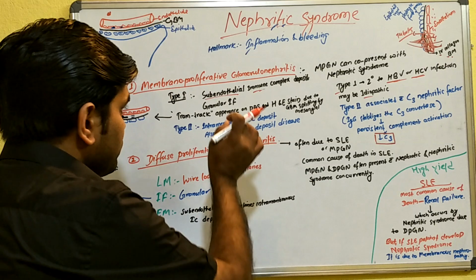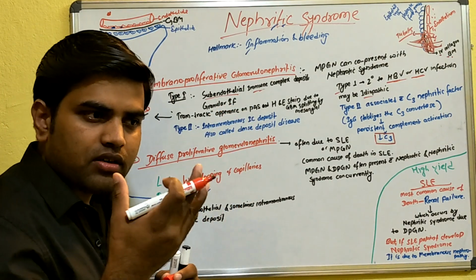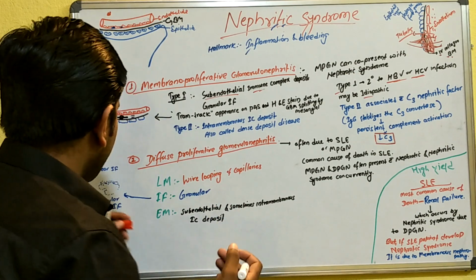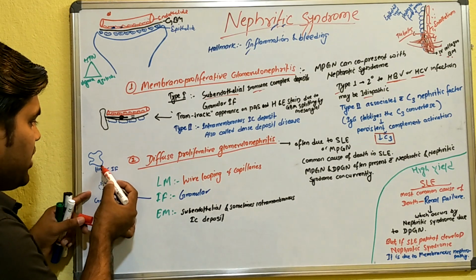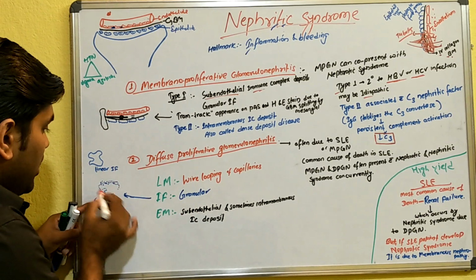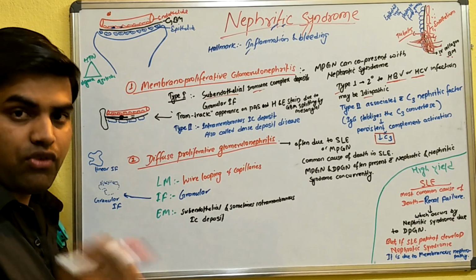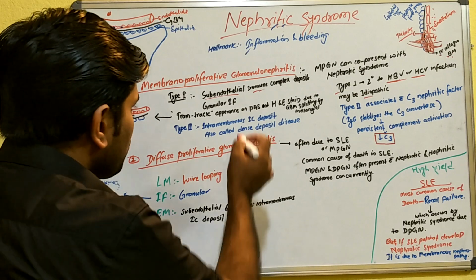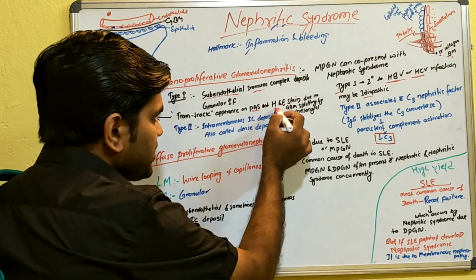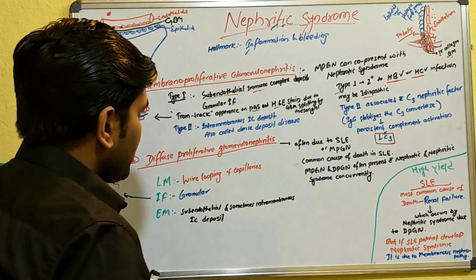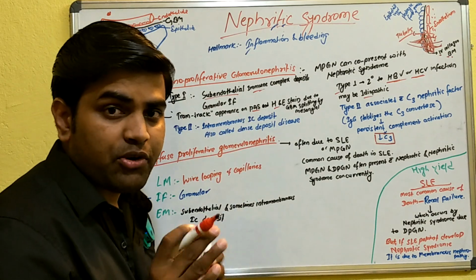Now on immunofluorescence, when you examine the slide, there will be a granular appearance. When we talked about immunofluorescence, linear is the clear-cut pattern, while a dotted appearance is due to granular immunofluorescence. So this will be granular immunofluorescence. And when we see it on PAS and H&E stain, we will find a tram-track appearance. What is that tram-track appearance?